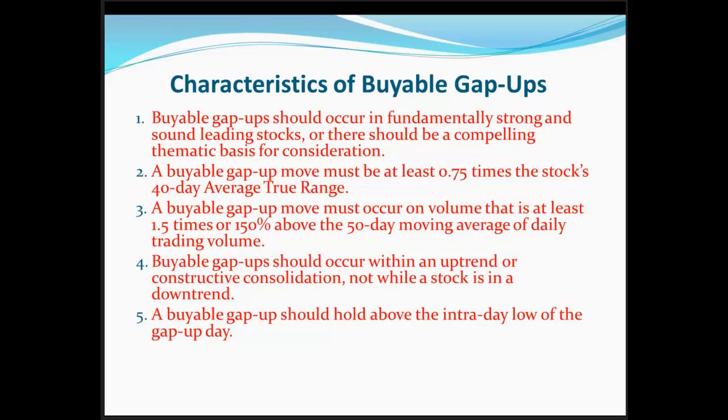Now, the key feature that makes a Buyable gap up probably one of the least risky buy points, depending on where the intraday low of the gap up day occurs versus where it closes, is that the Buyable gap up should hold above the intraday low of the gap up day. So let's say a stock is trading at $40 one day, and the next day gaps up to 45, pulls back to 44.50 during the day, and closes at 46. In that case, the 44.50 intraday low would be your downside stop, which is generally a lot closer than, say, 7 or 8%.